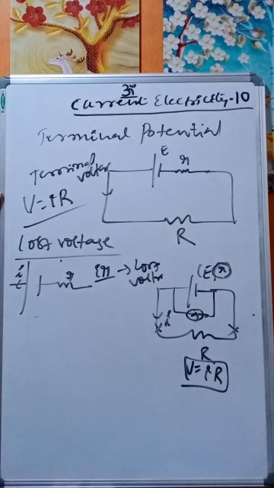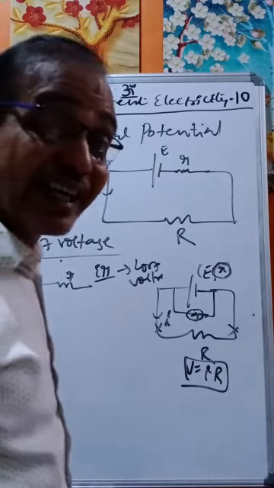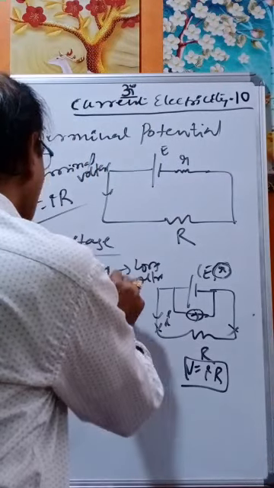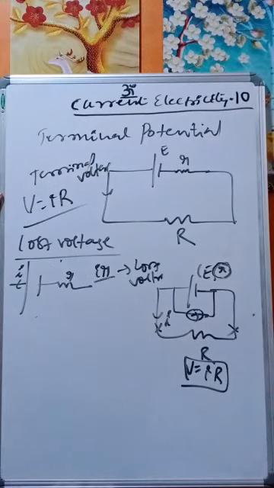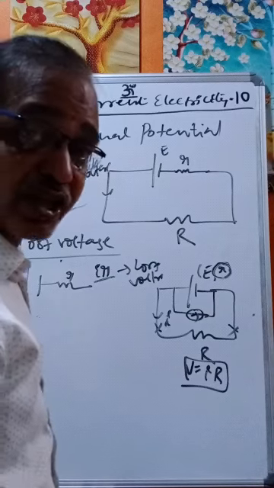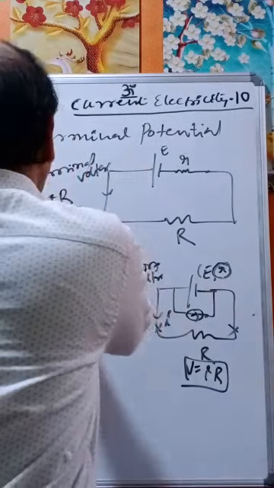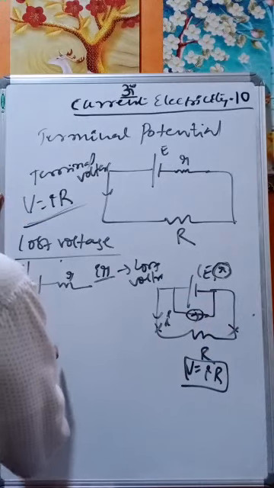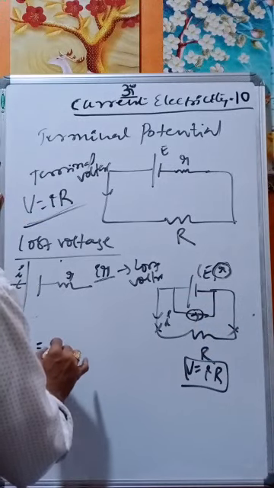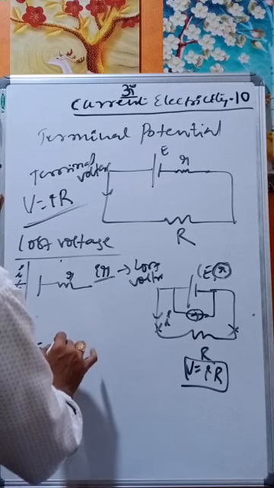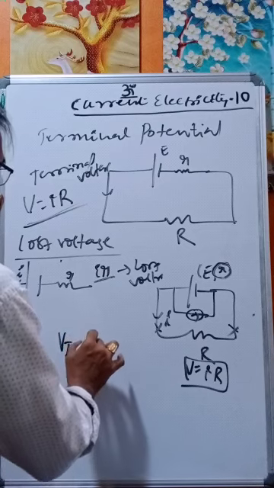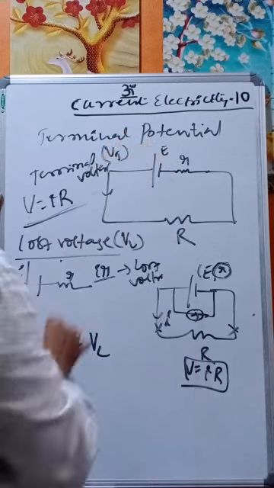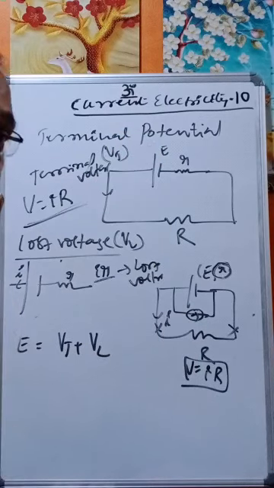The lost potential is nothing but the voltage across the internal resistance. The voltage across the internal resistance is called the lost potential, and the potential across the external resistance is called the terminal potential or terminal voltage. Now what is E? E is equal to the terminal potential plus V lost. Let us take this as VT, the terminal potential. Then the total EMF E is equal to V terminal plus V lost.